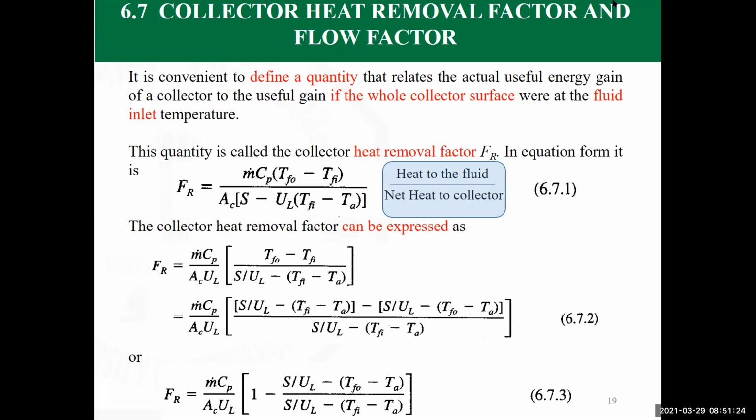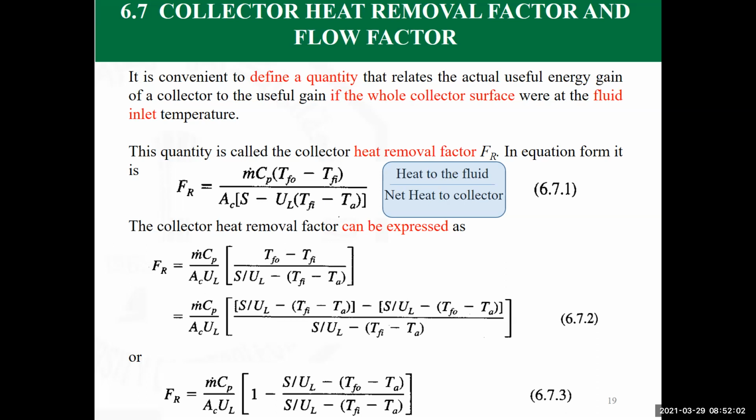The theoretical limit is shown in our expression of the ratio between the useful energy gain and the useful gain if the collector surface is at the fluid temperature. We're talking about conditions where we assume a maximum delta T, out of which we can get the highest value of Q. This quantity is called the heat removal factor, one of the important parameters utilized for determining the performance of a solar collector.